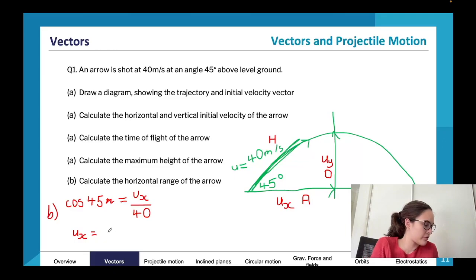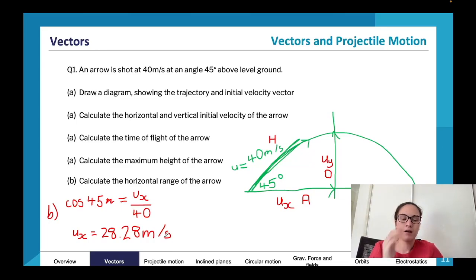So cos 45, and also make sure if you're doing methods or specialist and you're using a graphics calculator, make sure it's in degrees, not radians. Yep, so you should have gotten an answer of 28.28. And that's in meters per second because we have to use the same units.